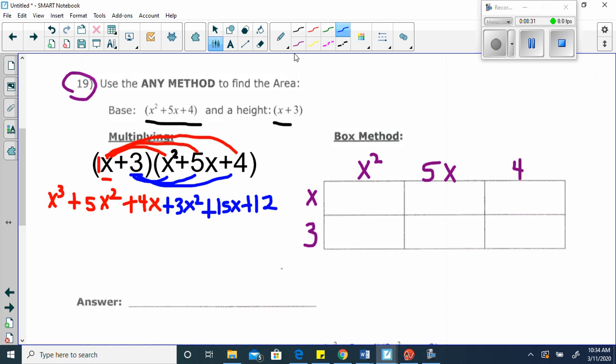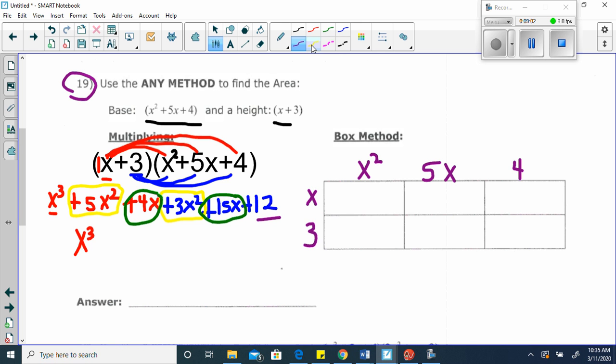All right, we're going to write this in standard form. So we're going to start with our highest degree, which is this x cubed here. And I also have to combine my like terms. So this is a good time to use our method of boxing or circling. I have a 5x squared here. I have a 3x squared here. I have a 4x here. I have a 15x here. And that 12 is just going to come down. Nothing it combines with.